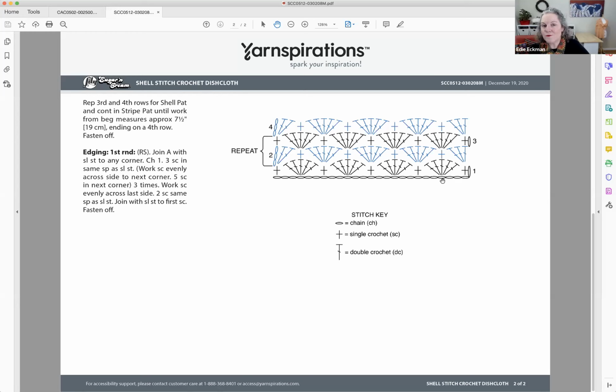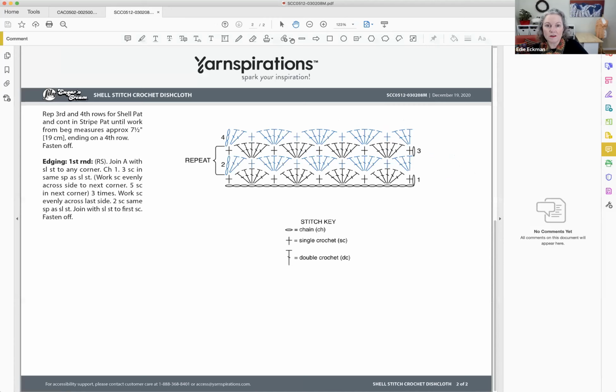Now, the question before had been, do I work into the chain or do I work into the chain space? Well, this is a foundation chain, and that's a little bit different. You have to work into the foundation chain itself. So into this chain right here, that's where you're going to be working when you're working into a foundation chain, because you have to. There's not a chain space to work into at that point. There is only the foundation chain there to work. So that's going to be working right into that chain right there.